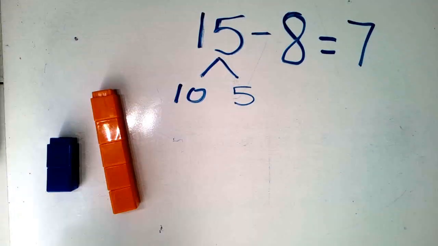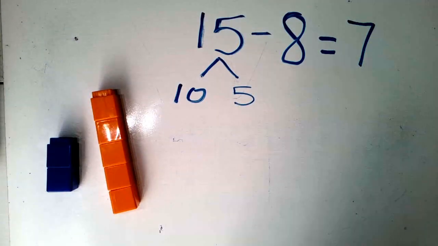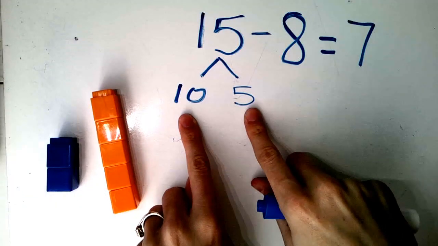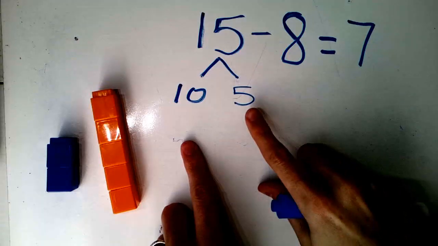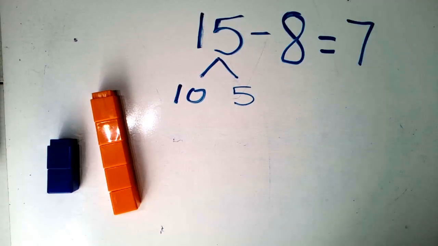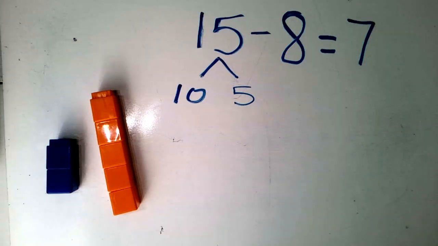If the strategy like this works for you, where you envision in your mind, okay, 15 is 10 and 5. If I take 8 from 10, I have 2 left. 2 and 5 make 7. It's kind of like using your mental math in your mind. Mental math means you're thinking about it in your head.